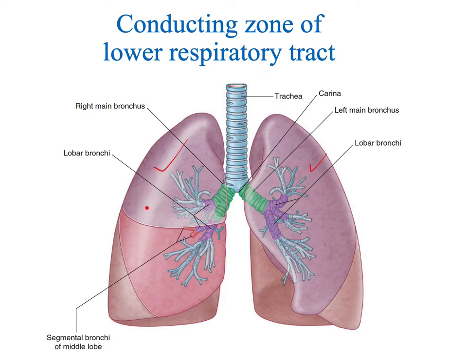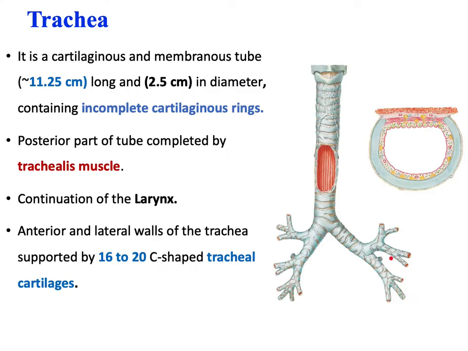The right lung has three lobes, the superior, middle, and inferior lobe, but the left lung is a little bit smaller because of the presence of the heart. So it has two lobes, the superior and inferior lobe. But today, as I mentioned, in this lecture, we'll talk about the trachea.